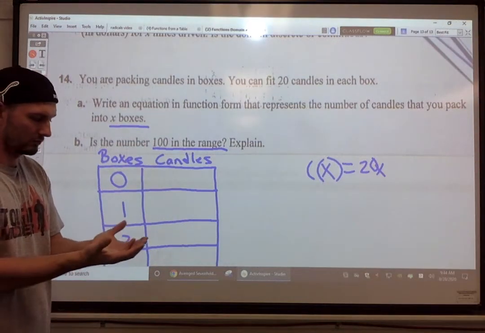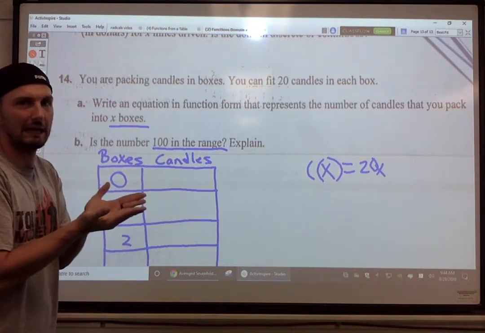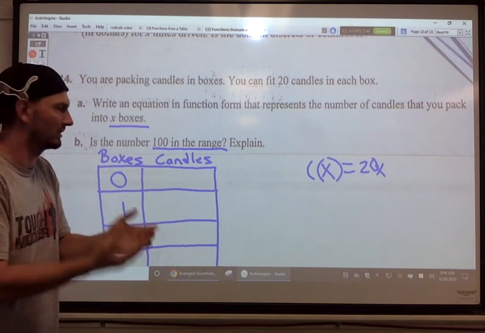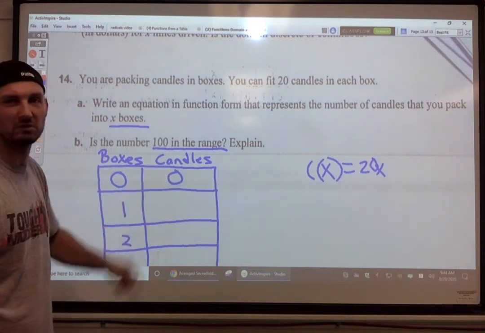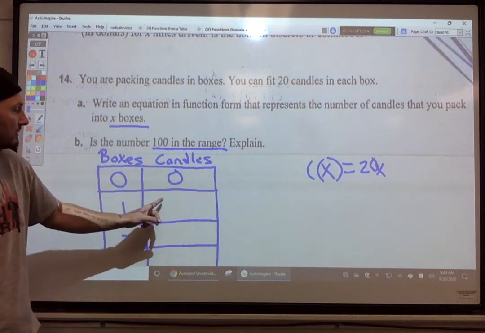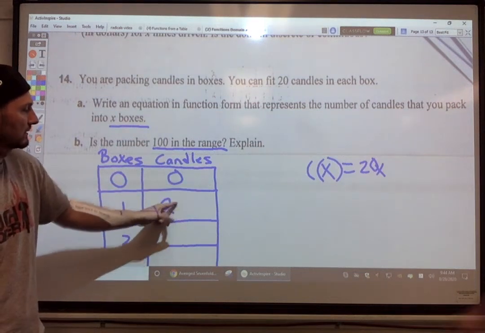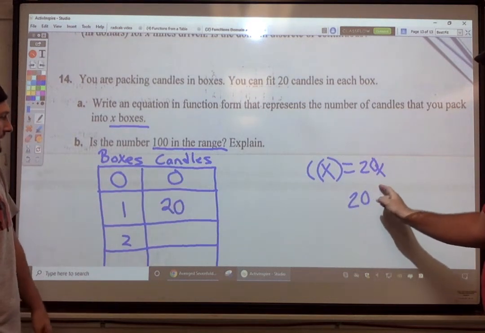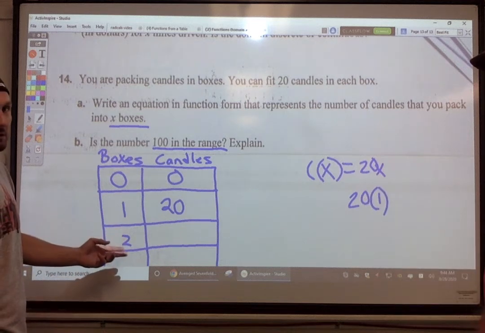Boxes to candles. I got 0 boxes. I got no candles. I'm not going to smell good. But I got 1 box. I should have 1 times 20 candles. If I get a second box, I'm going to have 40.